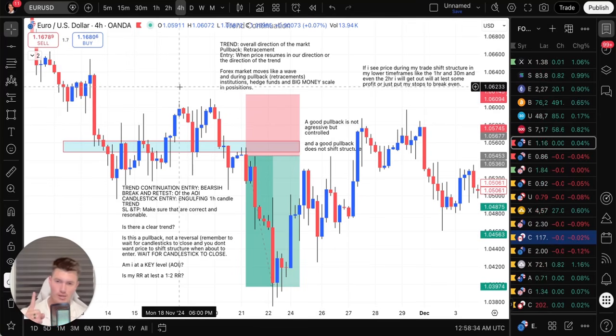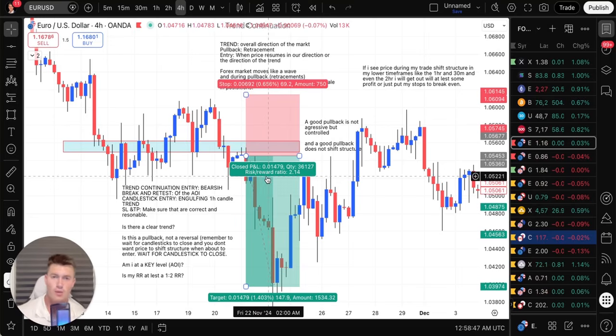Is there a clear trend? Is this a pullback, not a reversal? Am I at a key level, which is an area of interest? And is my risk to reward at least a 1 to 2 risk to reward? That's what we have right here.